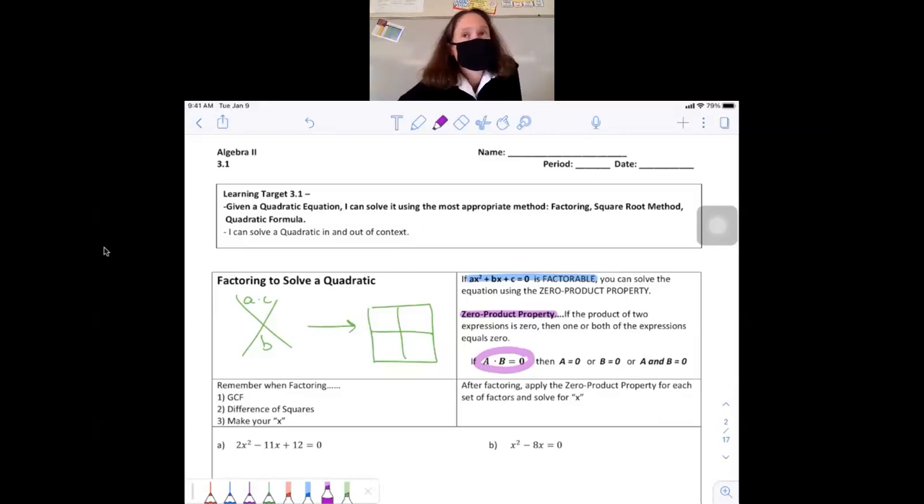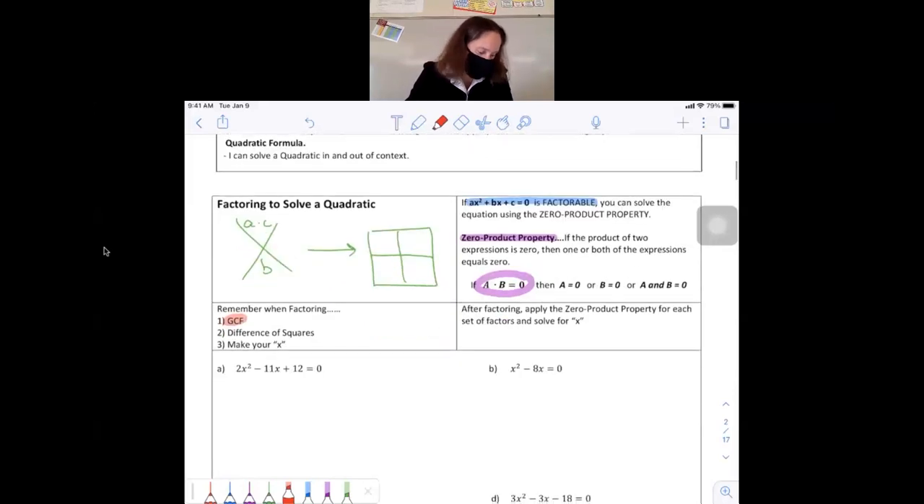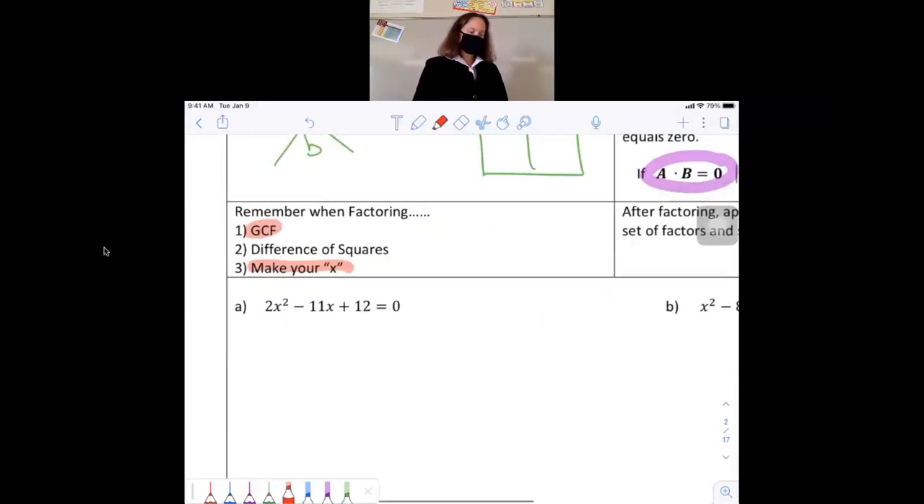Okay, got it. So we're going to factor, okay? Remember, we are definitely going to use the X box method, but you cannot forget to pull out the greatest common factor first. Okay, pull out the greatest common factor. If that doesn't work, then go right to making your X. Difference of squares, don't even worry about, that works for your X also, okay?